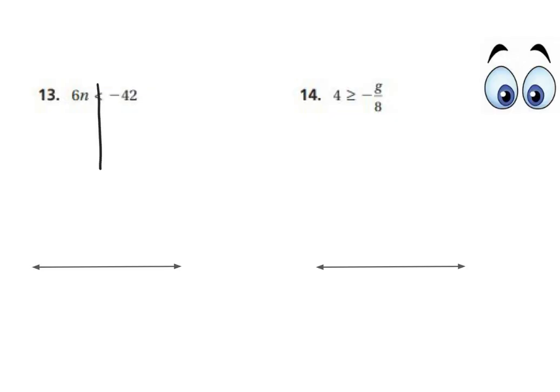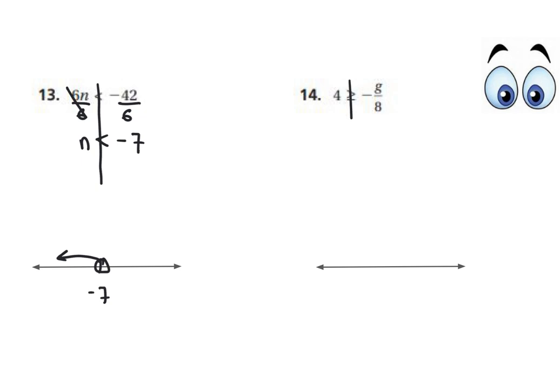On number 13, we're going to divide both sides by 6. 6 over 6 is 1, so we're just left with n is less than. And then negative 42 divided by 6. A negative divided by a positive is a negative, and 42 divided by 6 is 7. Please notice, we did not divide by a negative. We divided by positive 6. So therefore, we do not flip the sign. N is less than negative 7, so the arrow points to the left and our circle remains open.